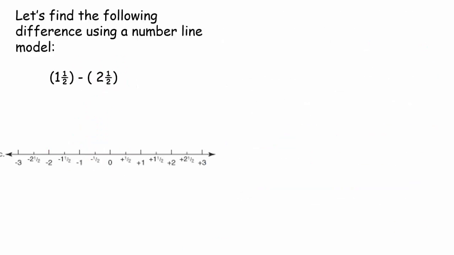Let's find the following difference using a number line. Okay, so again, I move over to 1 1/2. When we subtract a positive on the number line, we know we'll need to move left. So we'll move left 2 1/2. I'm going to first move left 1/2, and then I'm going to jump 2. So if I move 2 1/2 to the left from 1 1/2, I end up at a negative 1. So that answer we know using a number line is a negative 1.